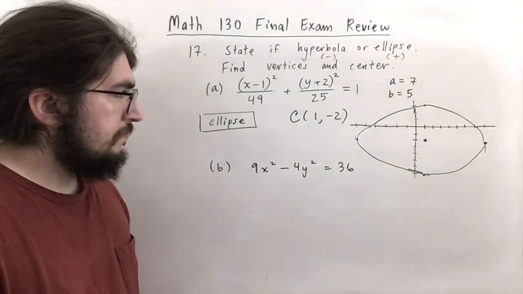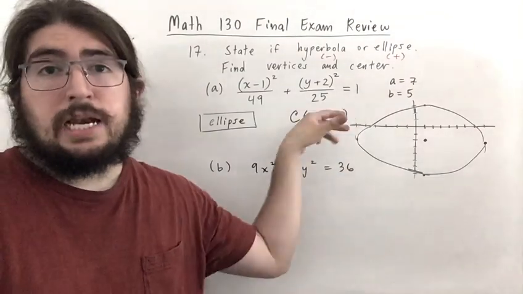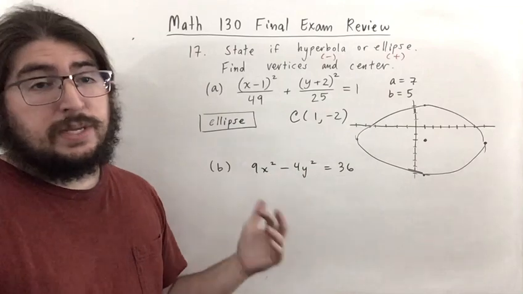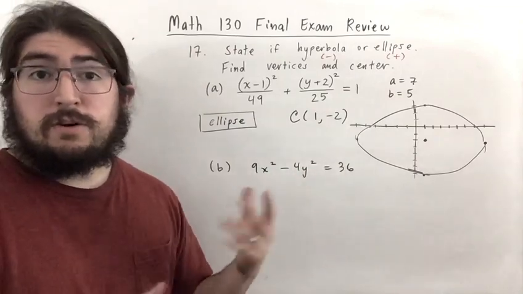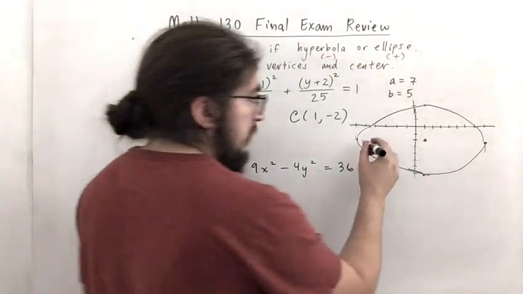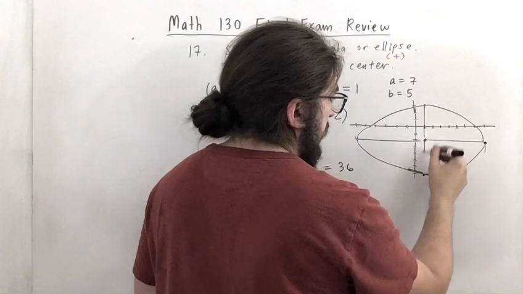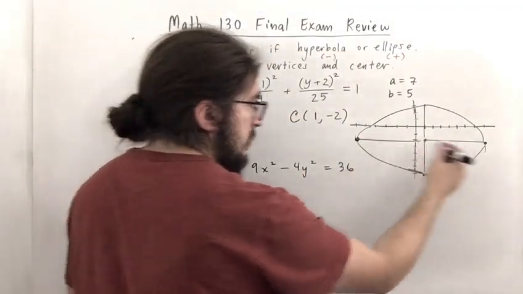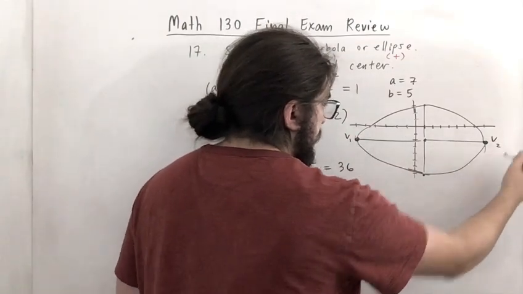But there we go. Now the vertices, you can think are just the endpoints, right? But not really. So the vertices for an ellipse are defined to be the ones on what is called the major axis. So the ones that are further away. So this would be the major axis, and this would be the minor axis. So these 2 points are the vertices. You can call them V1 and V2.